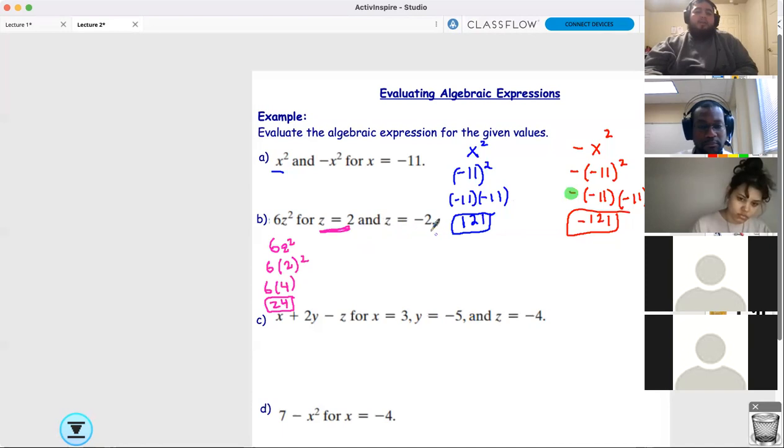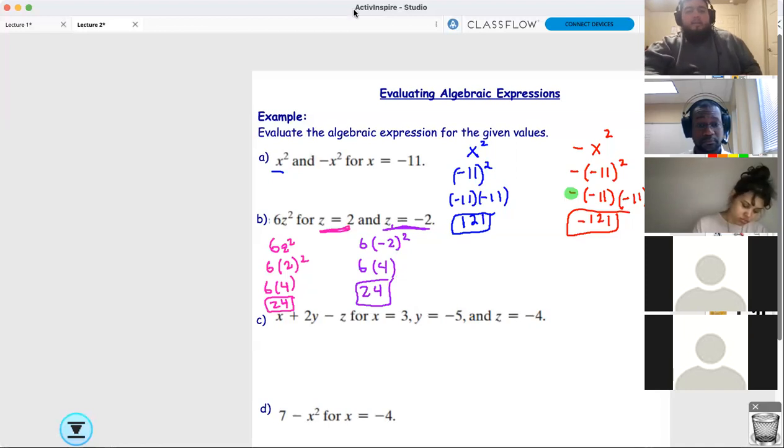Now we're gonna do the z equals -2. We're doing the different z value. So it'll be 6 parentheses -2 squared. Well, a -2 times a -2, we know 2 negatives makes a +4. 6 times 4 is 24, and we're done with B.